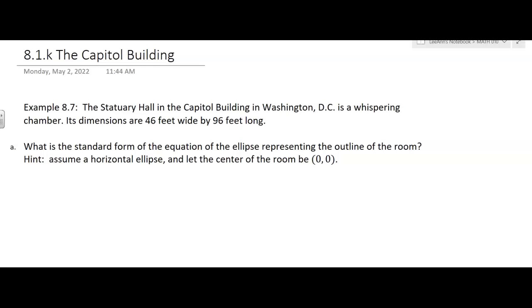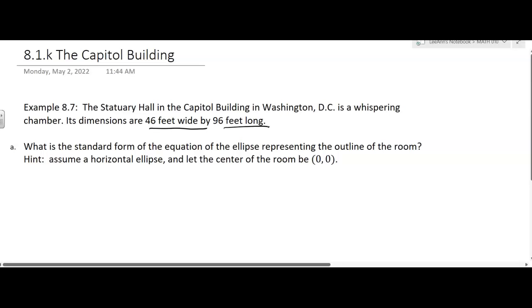Okay, so we're going to talk about the Capitol building in Washington, D.C. It says the Statuary Hall in the Capitol building in Washington, D.C. is a whispering chamber. Its dimensions are 46 feet wide by 96 feet long. Okay, so it's a whispering chamber. So if you know where the two foci are, if you are standing at one, you could hear whoever's at the other focus.